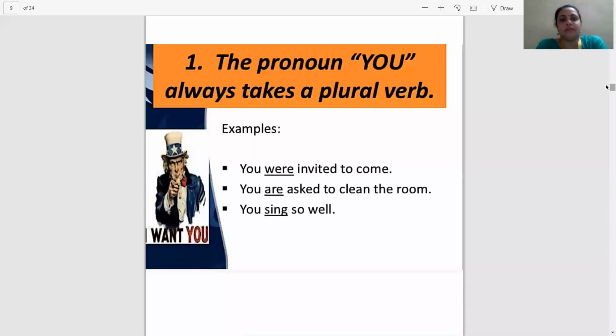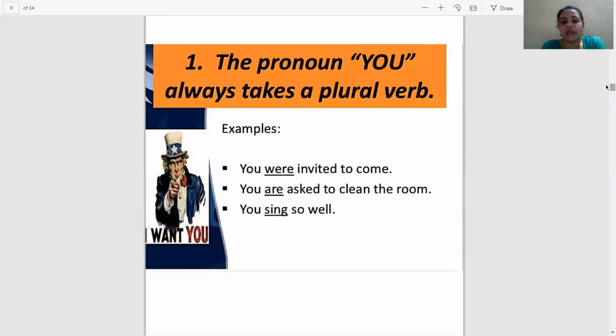Okay, the first rule. The pronoun you always takes a plural verb. Because you is second person. For a speaker, you become a second person, and second person can be in any form, singular or plural. I may talk to one person, you, or I may talk to many people. It becomes you. So you is always plural.